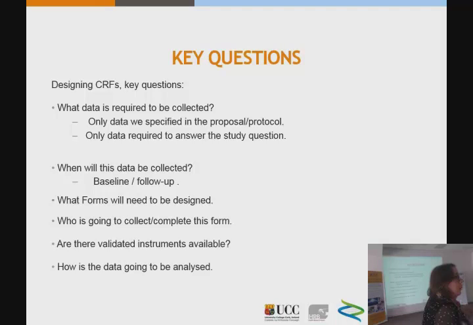The more you put in, the more errors there can be, the more queries there will be, and the more time will be involved. So we need to make it as streamlined as possible and try and cut out as much as possible. So when will the data be collected? Again, I'm going to have a baseline visit. I might have a number of different follow-up visits. Do I need to have the same amount of data in each visit? Those things need to be thought of.